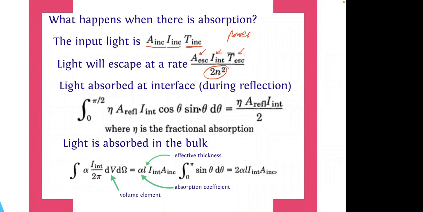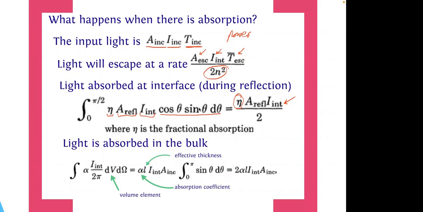Light is absorbed at the interface during the reflection, and we have to somehow model it. And the very simple model is to use, okay, I have an area, I have some sort of efficiency, which is the fractional absorption, and then I have the same intensity and the similar integrals as before. And this we know how to do, and we end up with a very simple expression here, which shows that the absorption is simply proportional to some eta. Okay. Fractional absorption efficiency. Now, this is not the only thing that happens. This is the absorption that happens at the interface.